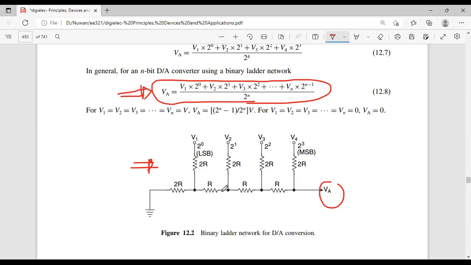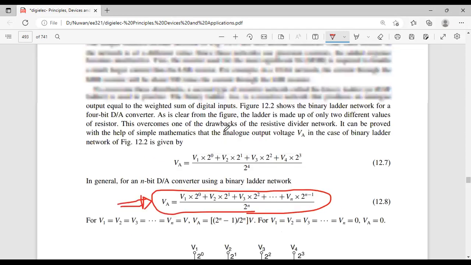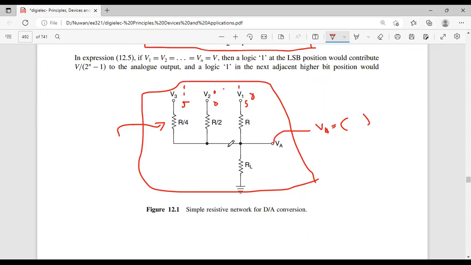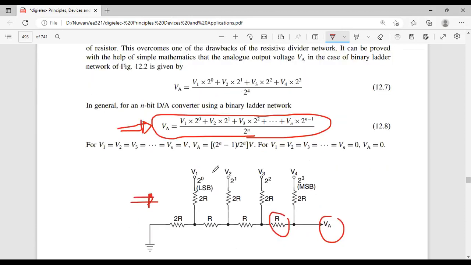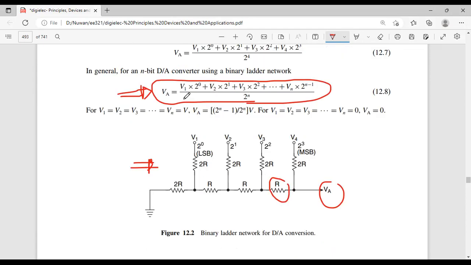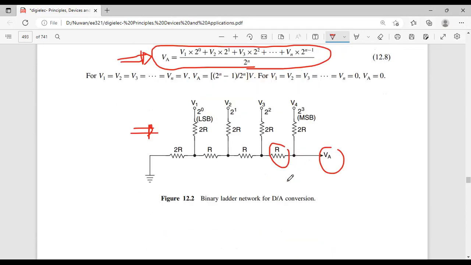But if you are asked to derive the expression for this one, you have to care about this resistor. For this one, these resistors are all connected in parallel, but here it is not parallel. Here you are using the intermediate resistor, so when you use Kirchhoff's law or Ohm's law, you have to care about this resistor. So maybe you will be asked to derive this equation, so try to derive this.